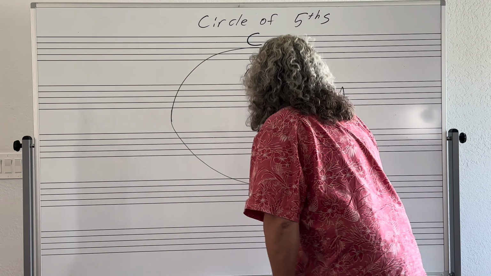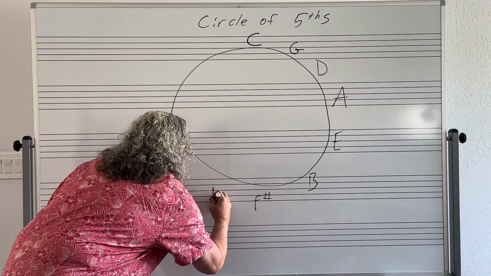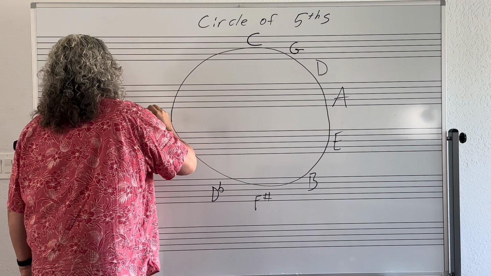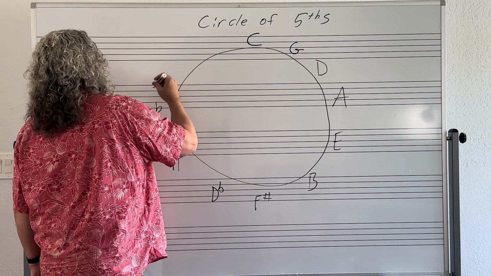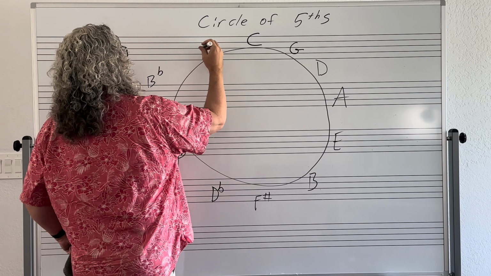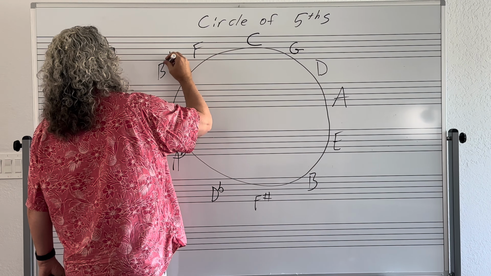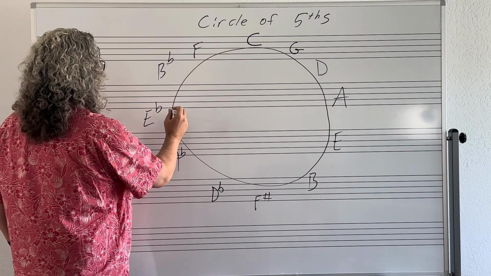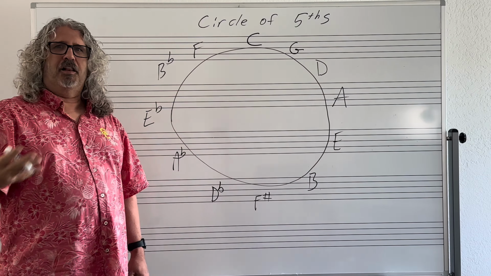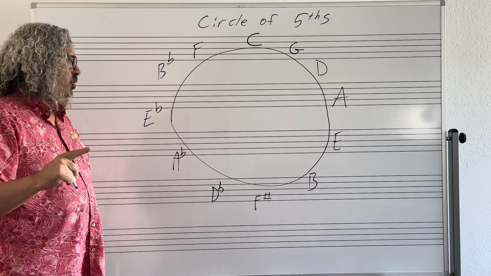After B, we're going to have F sharp. And after F sharp, we're going to go to our flats, which is going to be G flat, and then D flat, and A flat, and then E flat, and then B flat, and then F. Okay, and it's just kind of like a clock. This is your 3 o'clock, your 6 o'clock, your 9 o'clock. They even make clocks with the circle of fifths. They're kind of cool.